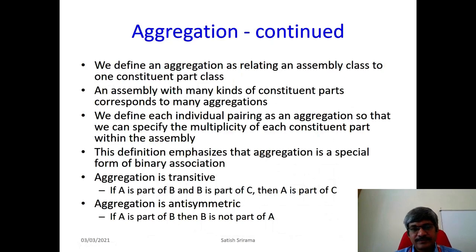Aggregation is transitive. So if A is part of B and B is part of C, by transitivity, A is part of C. Aggregation is transitive, remember this one. Again, aggregation is also antisymmetric. So if A is part of B, B cannot be part of A. So these are the two very important features of aggregation: it is transitive and it is antisymmetric.